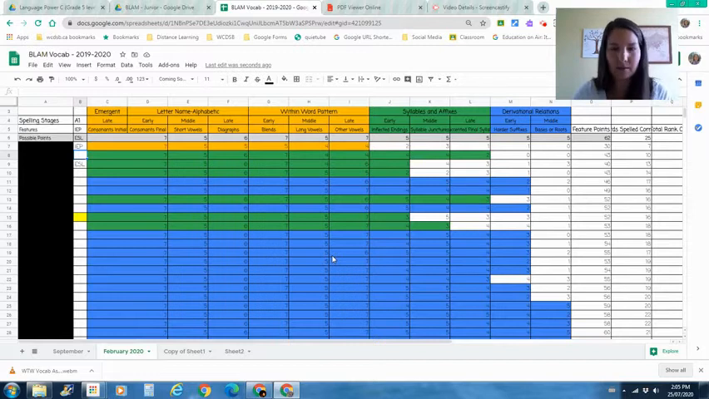I always print this page off and attach it into the paper copy of our BLAM folders so that it can be referenced during meetings or PD or whatever needs to be. I hope you found this video helpful in doing your assessments, since this is a really important part of being able to use Words Your Way word sorts in your classroom.